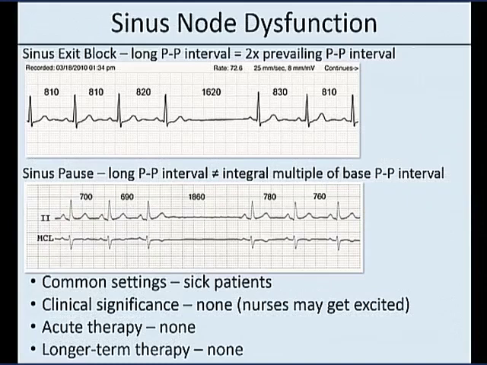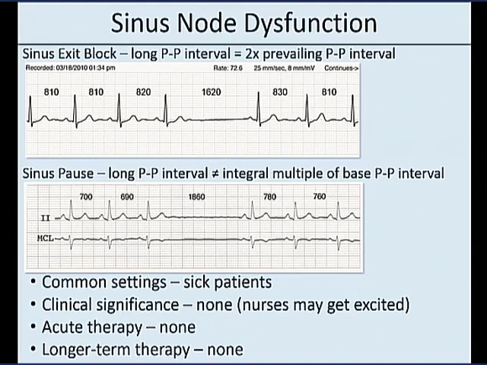A couple of things here about some other variants of sinus node dysfunction. Sinus exit block, where you have a long interval between P waves that is pretty close to an integral multiple of the previous PP interval. It's a little bit hard sometimes because the PP interval, I'm not talking urology, I'm talking cardiology here, the PP interval does change a little bit with phasic respiration.